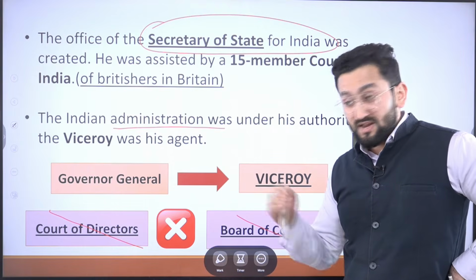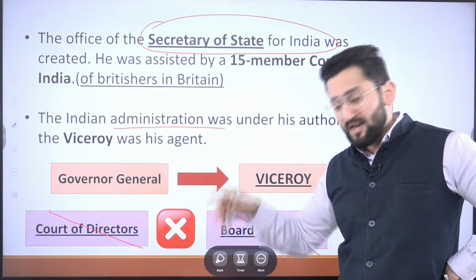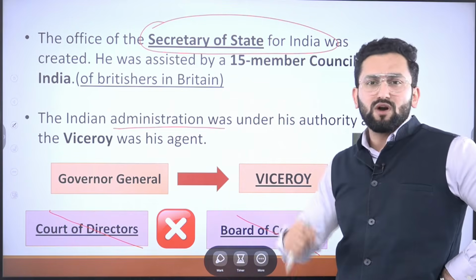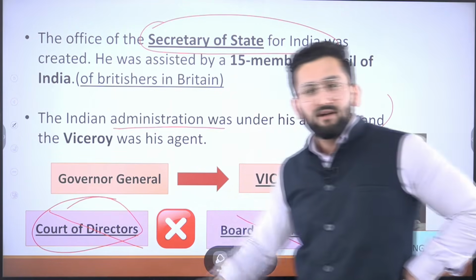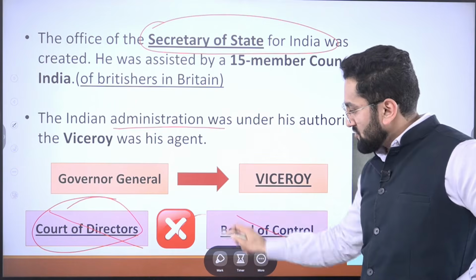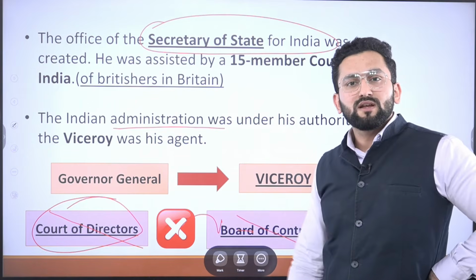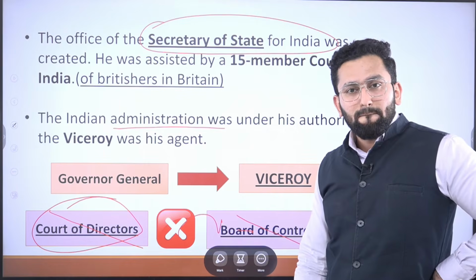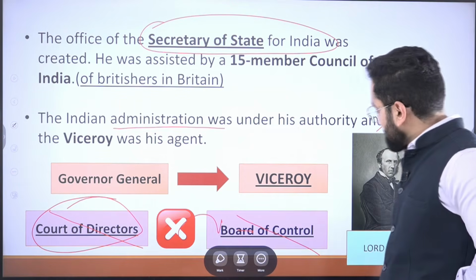Okay? Please remember, categorization of function in Pitt's India Act happened, yes, but creation नहीं था दोनों का। Creation इसका तो पहले ही था, पहले दोनों काम देख रहा था, इससे कहा कि नहीं तुम एक काम इसको दो, ये हुआ था Pitt's India Act में। Okay? So this was done in Pitt's India Act.